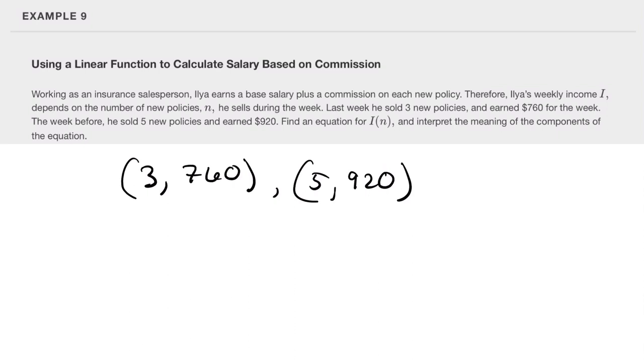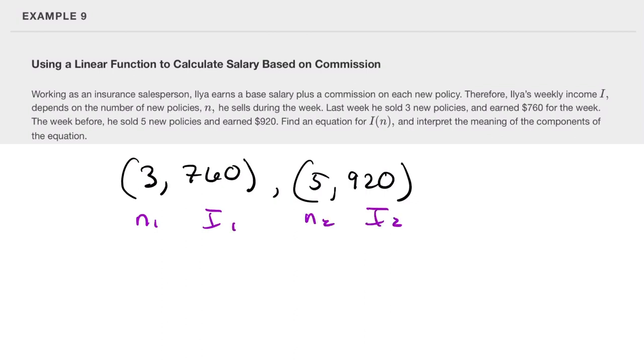Okay, so these are our ordered pairs, right? So we're going to find a linear function that passes through these 2 points. I like to label these. We should do I and N, but I can see it better if I do it in terms of x and y. So this would be N1 and I1, and then N2 and I2.